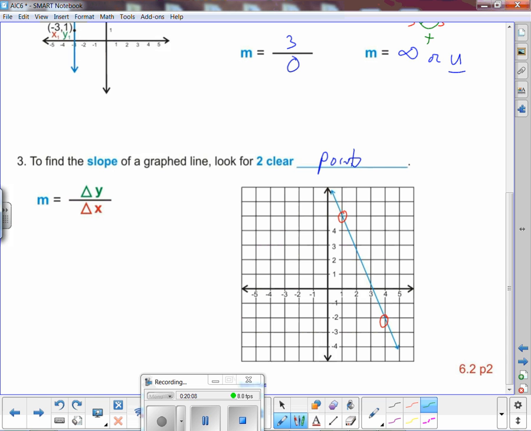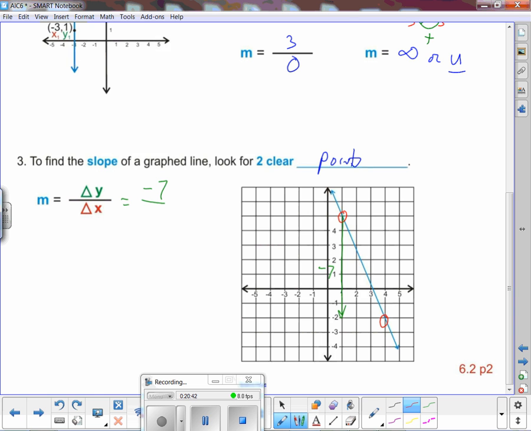What do I have to do vertically to get from this point to this point? I've got to go down. Is down positive or negative? Negative. So what's my vertical change going to be? Negative. And how much do I go down? Just start there: 1, 2, 3, 4, 5, 6, 7. I went down 7. The vertical change is negative 7.